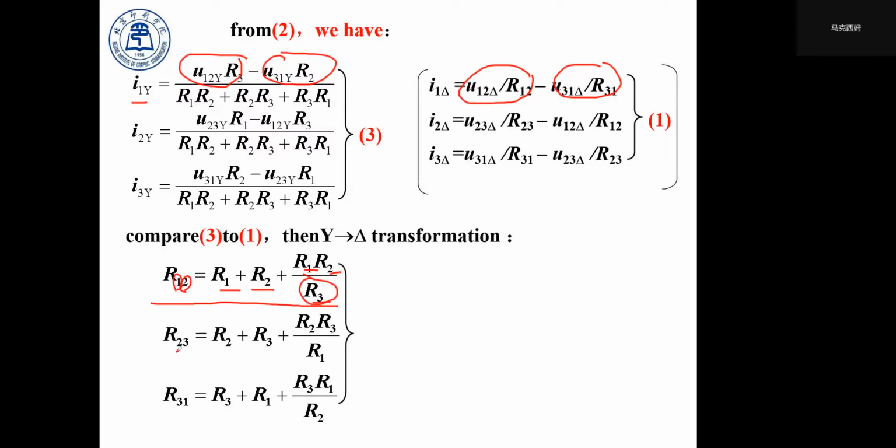So we can see that for R23, we have 2 and 3, 2, 3, 2, 3, the rest one is 1. And for R31, we have 3, 1, 3, 1, the rest is R2. This is how you're going to remember that. But if you can't remember that, it's not a big deal. You can just find it and use it in the textbook whenever you need.